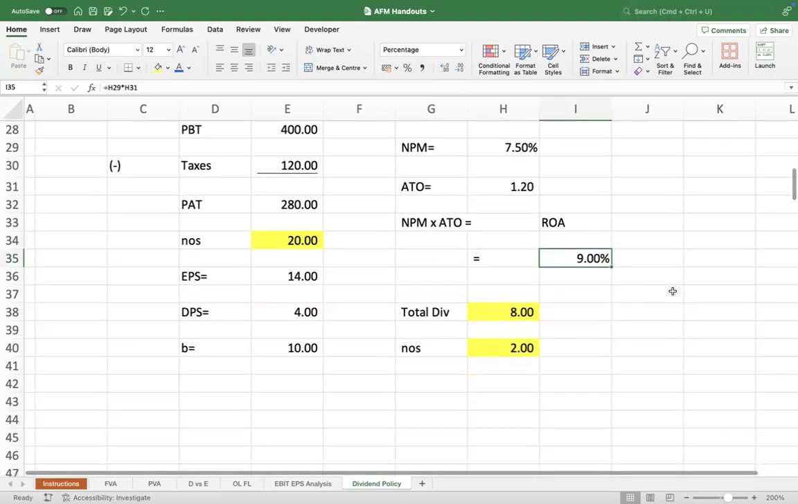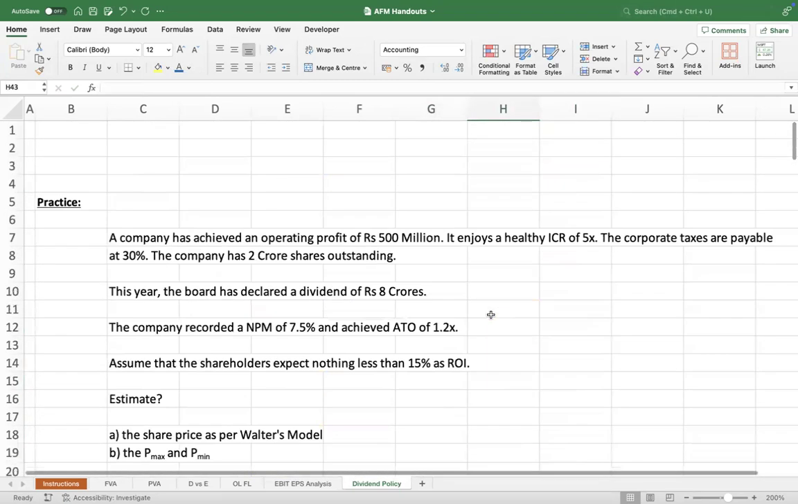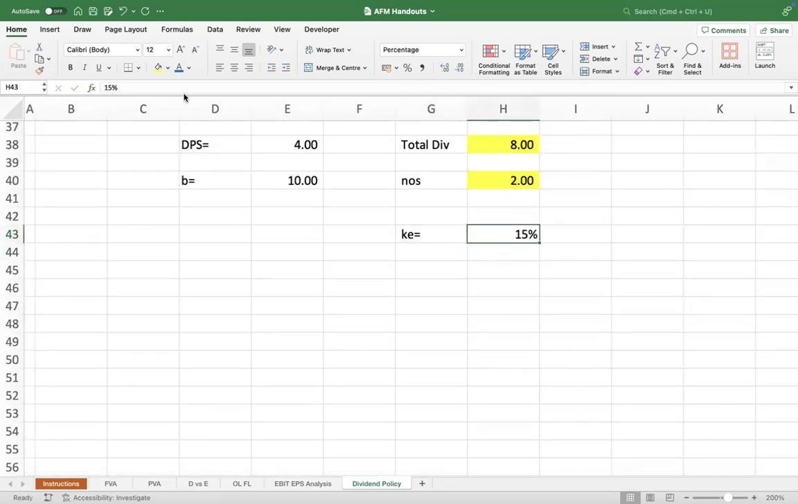So this becomes your R. What about your KE? Cost of equity is also given to you. How much is it? It is 15%. This is also an input.